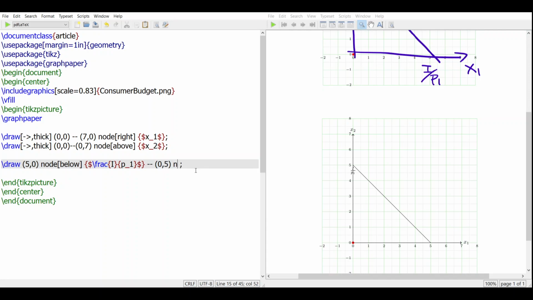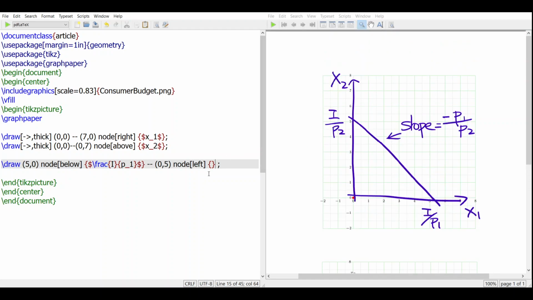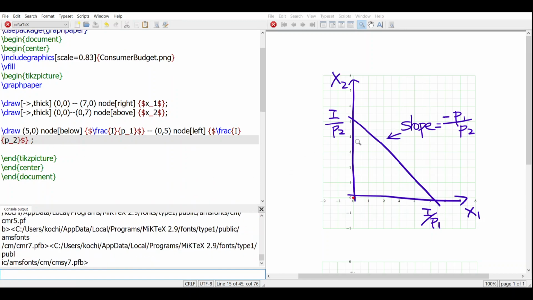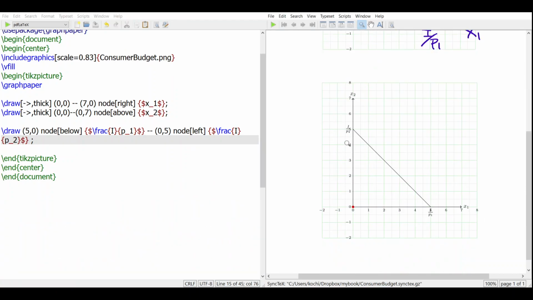And we have another one with a node at 0, 5, which is on the left hand side, so we put node left. Look at this, it's the dollar sign, fraction I, and the denominator is P2. So this is how we have a line here. We have the budget line, and here we have a nice budget line.